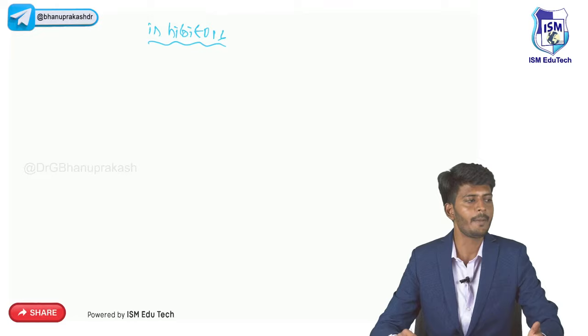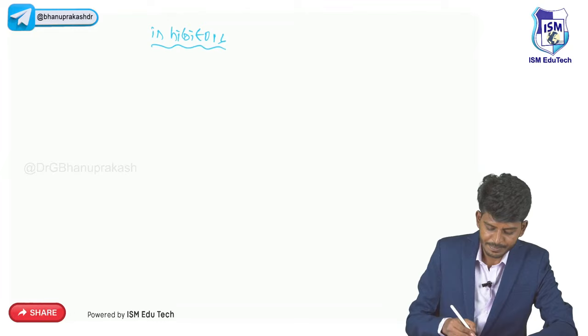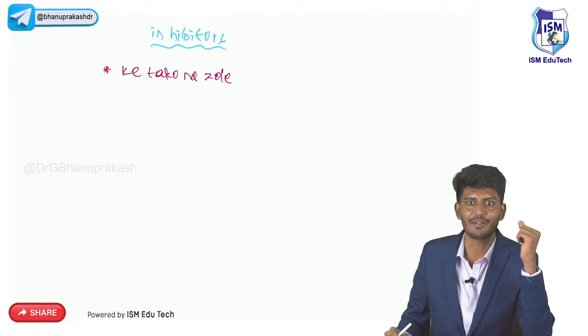Now, inhibitors are very easy for you to understand. Among these inhibitors, we have drugs such as itraconazole. What is it? Itraconazole. It is an antifungal drug.